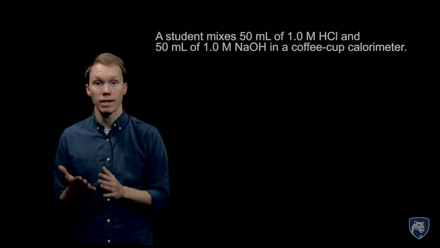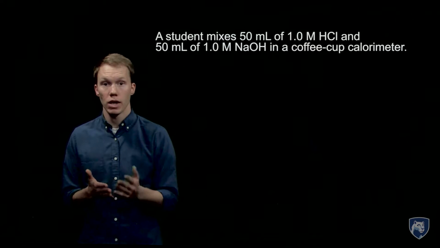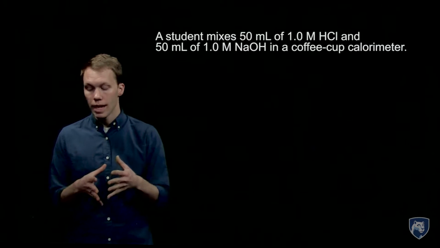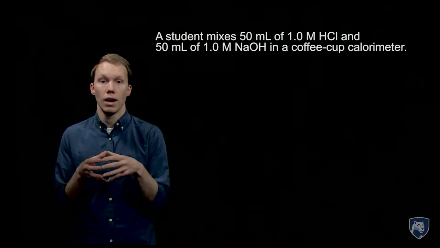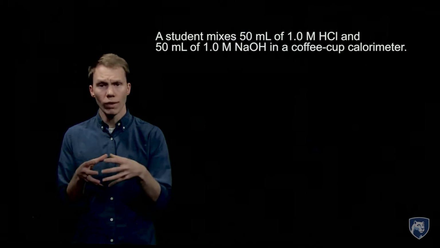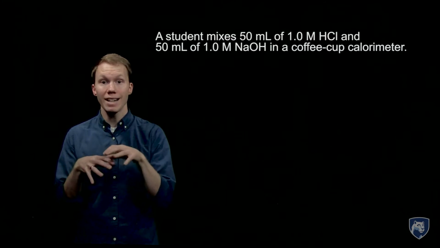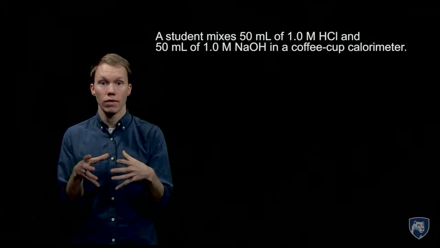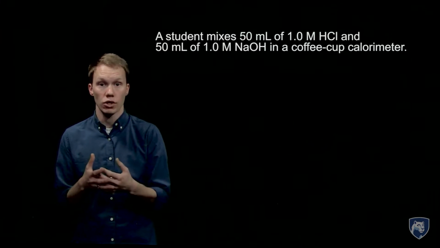Let's say we have a scenario where a student in the lab is mixing 50 milliliters of a 1 molar NaOH solution and 50 milliliters of a 1 molar HCl solution in a coffee cup calorimeter. So we have this coffee cup system that isolates and insulates our reaction mixture. So we pour our solutions together, the sodium hydroxide and HCl will react together. That's my system, the chemical reaction that we're studying. And then the water itself is the surroundings, that solvent, and we can measure the temperature change of that.